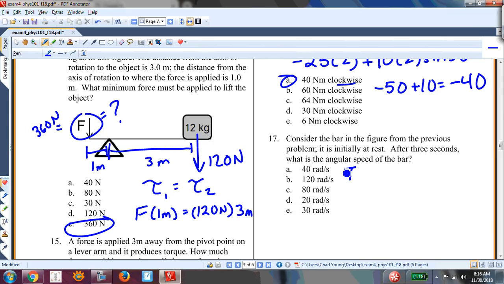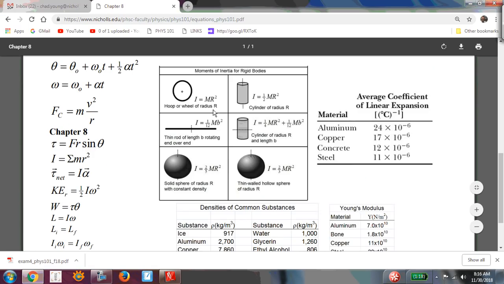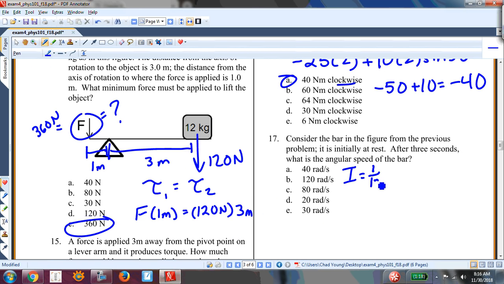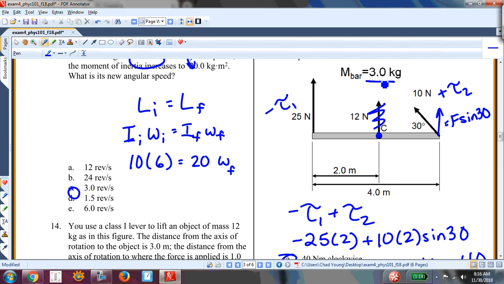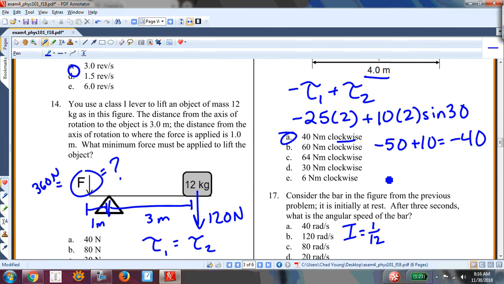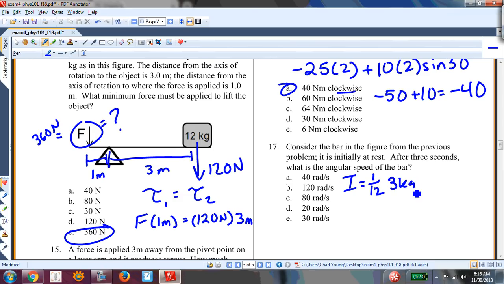So several steps you have to do. First, we need to find I. And for a bar, the moment of inertia is 1/12 mL squared. So 1/12 of the mass, which was 3 kilograms, times the length squared, that's 4 meters squared, is 4 kilogram meters squared. That's I.